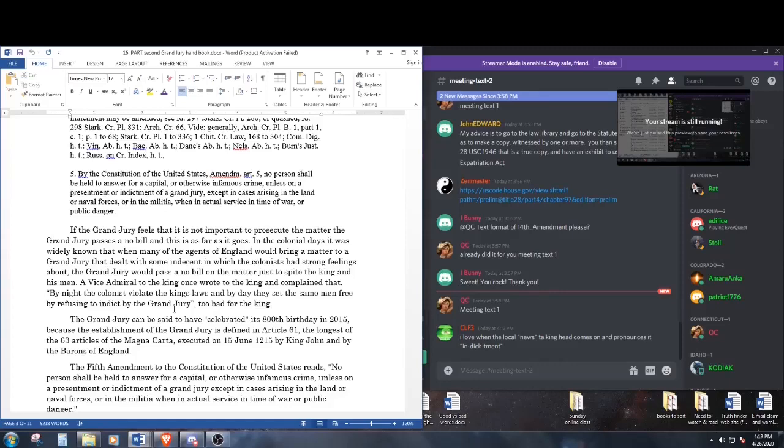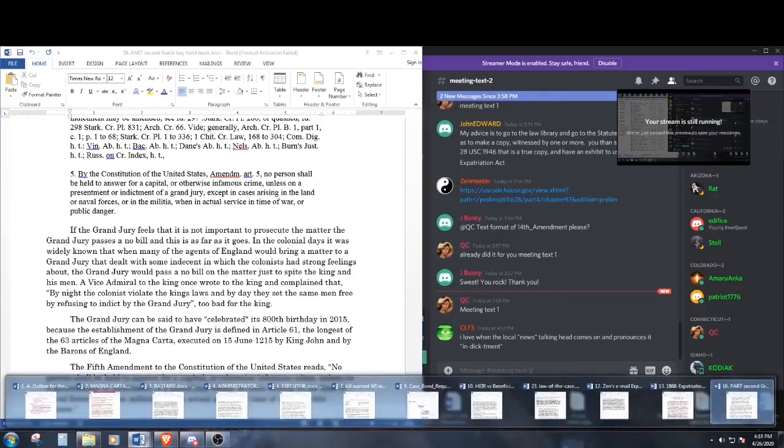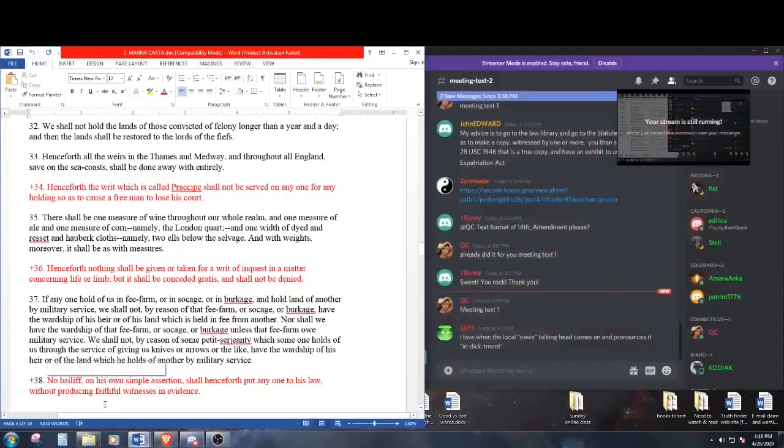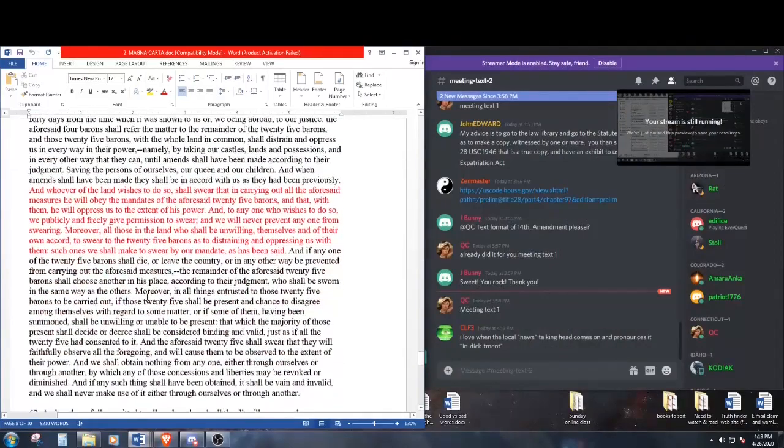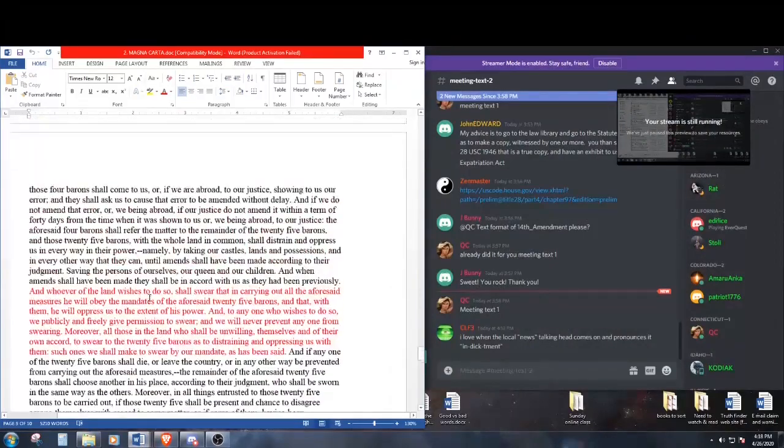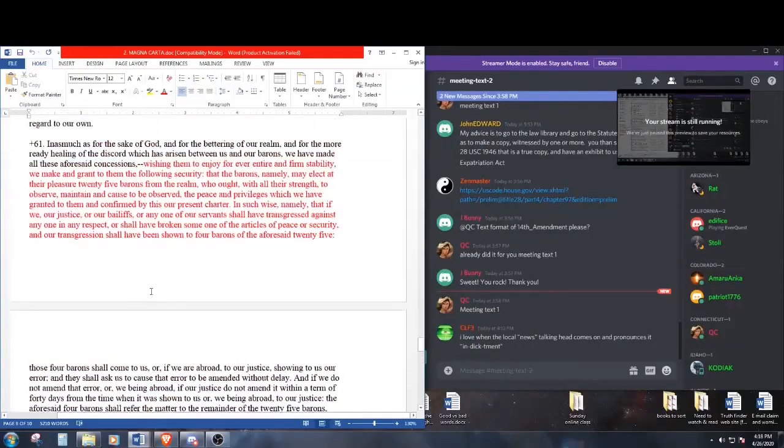So we can pause here for a minute, bring back up the Magna Carta, and then go take a look at that article, Article 61, which you can see is by far the longest article. Okay. Now, the parts in red here are the main parts regarding the grand jury.